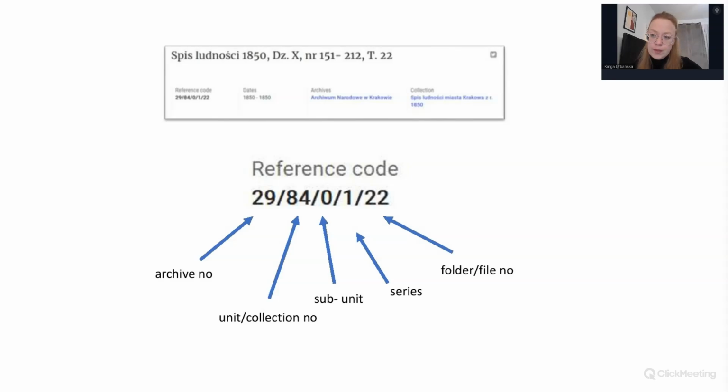As you can see, the Kraków census of 1850, the suburb number 10, the houses between 151 to 212, volume 22, can be found in the unit collection which numbers 84. There are no subunits. This is the first series, and the record number is 20.